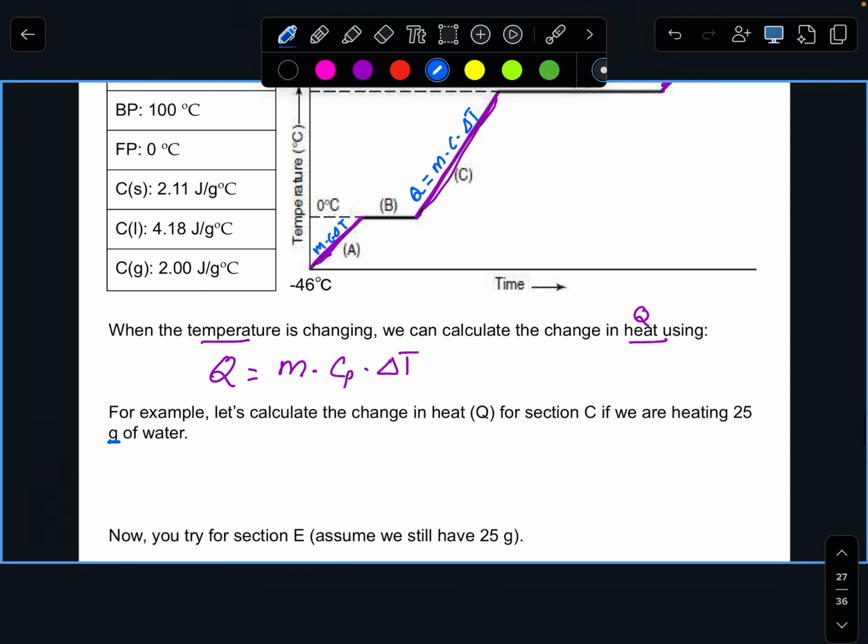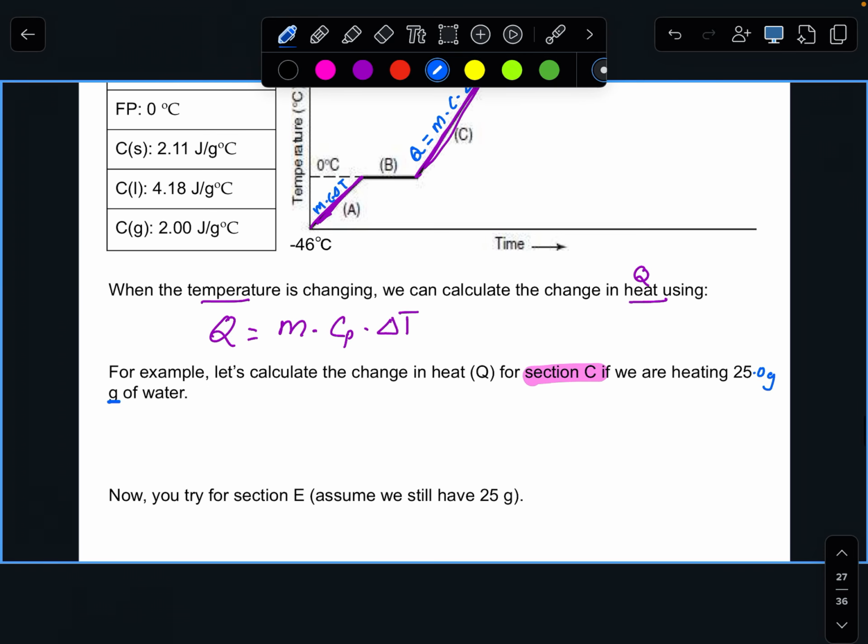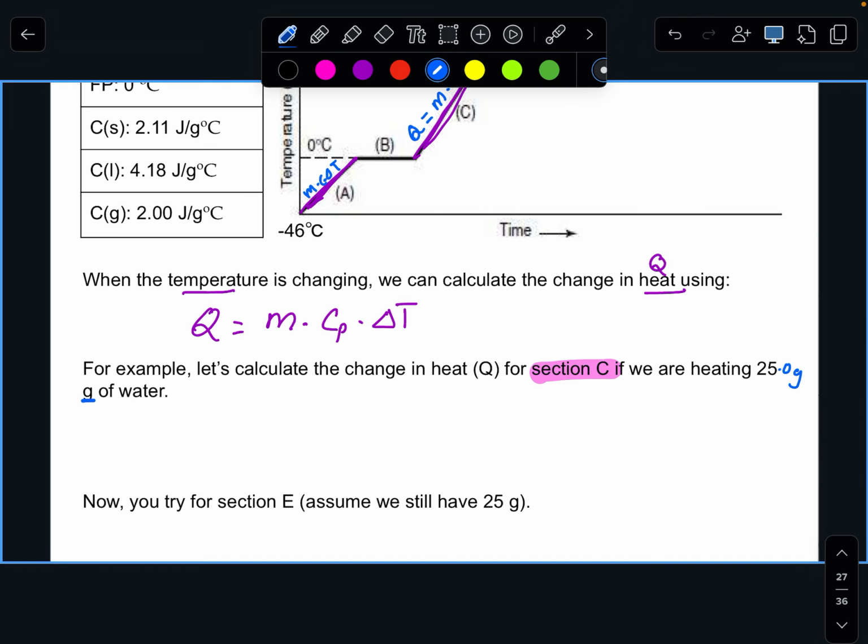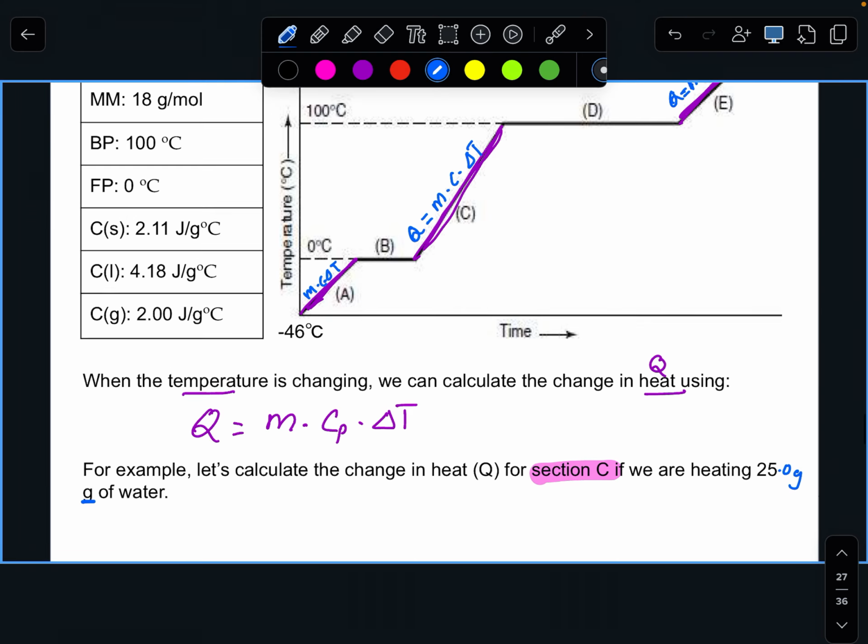Okay, look at this. For example, let's calculate Q from which section? C. If you are starting with the 25, I'm going to write 25.0 grams because I don't want anyone rounding the answer to 2 sig figs. Keep it 3 sig figs. 25.0 grams of water. Okay, section C. Look at this.